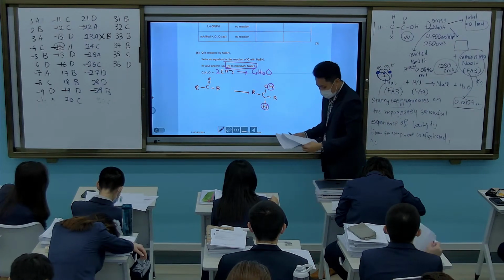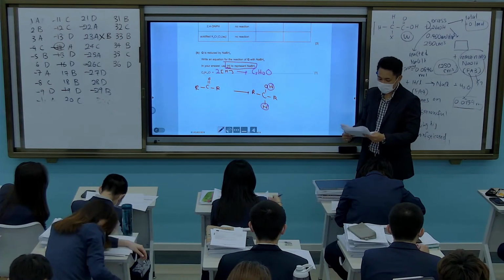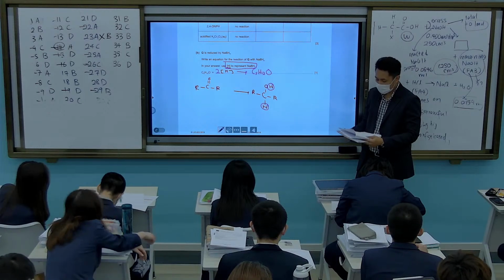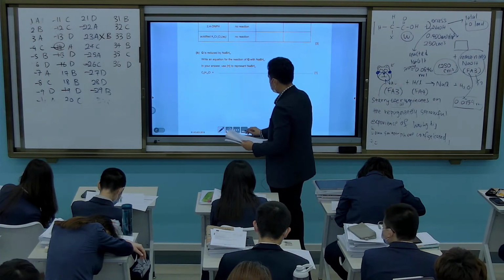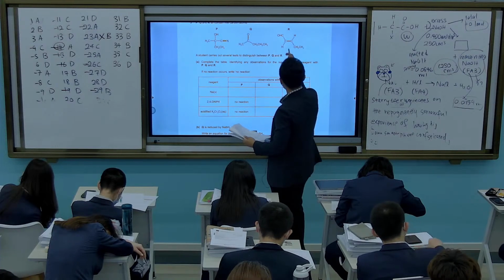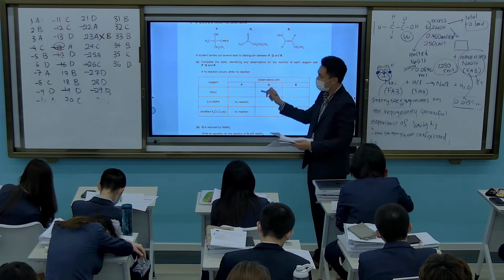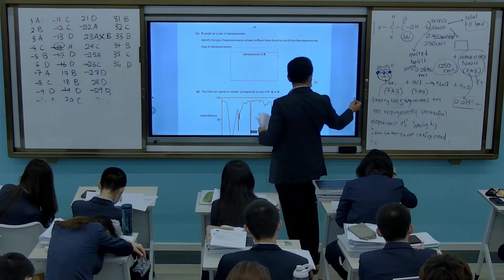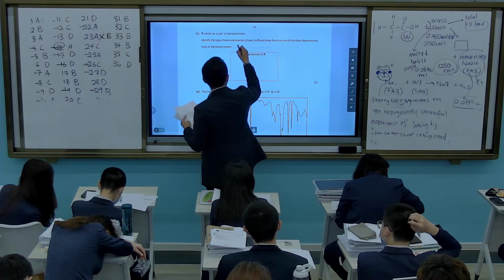Now, let's look at the next question, part C. R exists as a pair of stereoisomers. Identify the type of stereoisomerism. So let's look at compound R. This one here is a trans, because it's diagonally opposite. So this one here must be a cis. What is the name of this isomer? Geometrical.